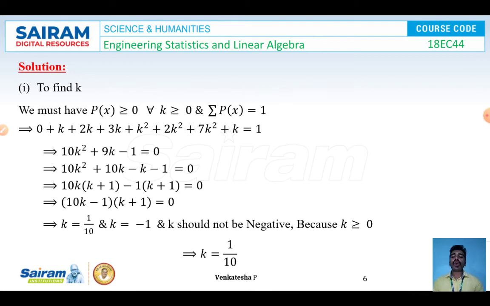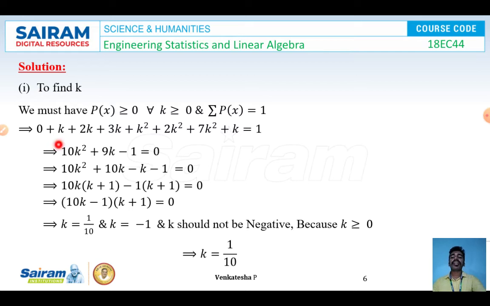Okay, so as I told, we must have p of x greater than or equal to 0 for all k greater than or equal to 0. I mean p of x and k must be positive, and summation p of x is equal to 1. So summation p of x in the sense I'm going to add all the values of p of x and equate that particular value to 1. So what we'll be getting?